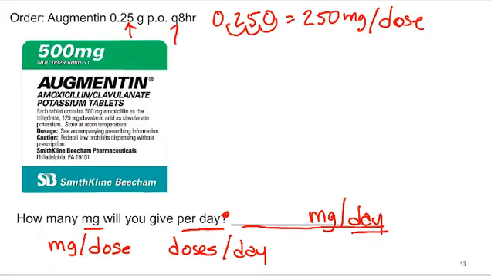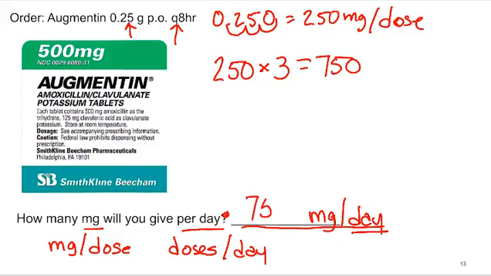I need to know how many doses per day. And if I'm getting a medication every 8 hours, that would be 3 times per day, because we have 24 hours in a day. We divide 24 by 8 and we get 3. So the next thing I need to do is I need to do 250 milligrams per dose times 3 doses per day. And I go to my calculator, 250, times 3 equals 750. And I know that my answer is 750 milligrams per day.